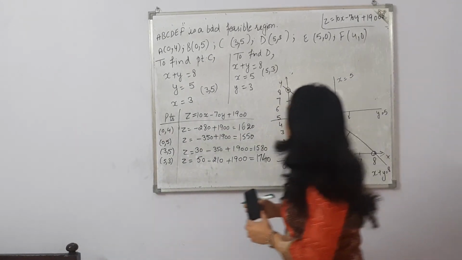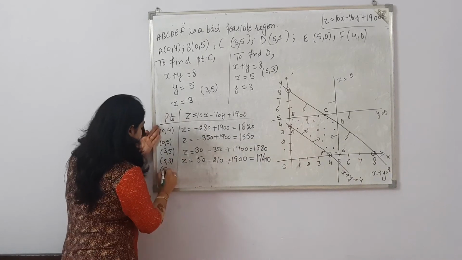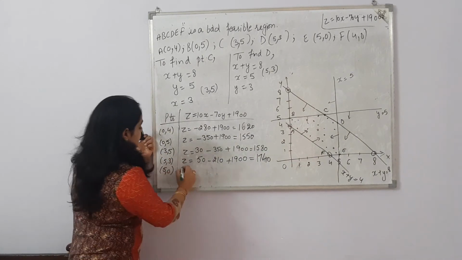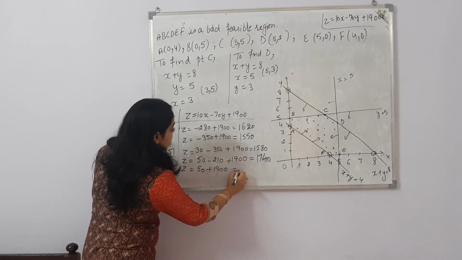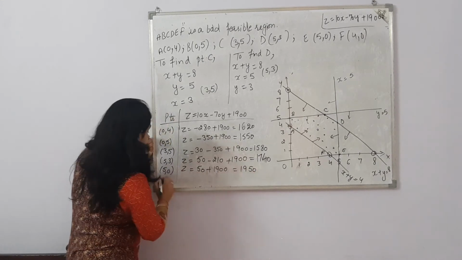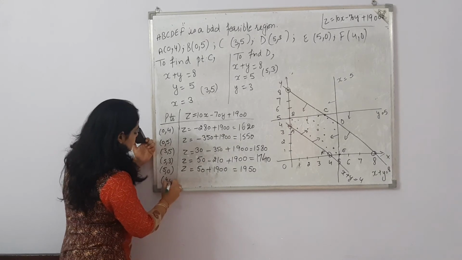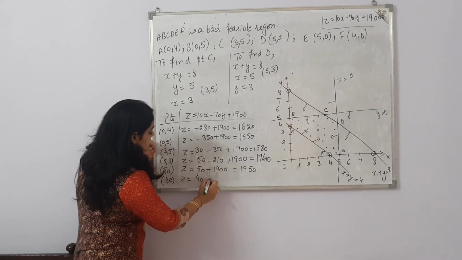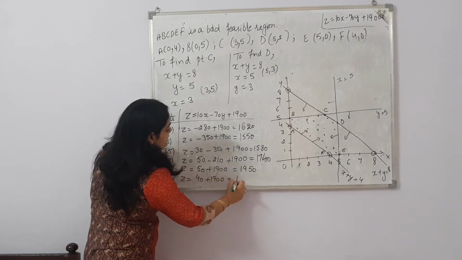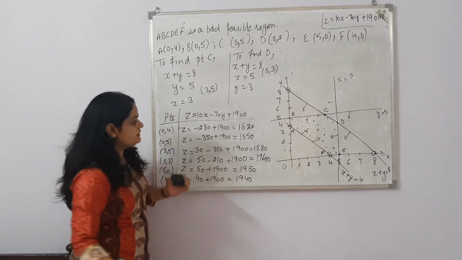Now for the next point, (5, 0), z is 50 plus 1900. Directly it comes to 1950. And for the last point, (4, 0), it is 40 plus 1900. It is 1940.